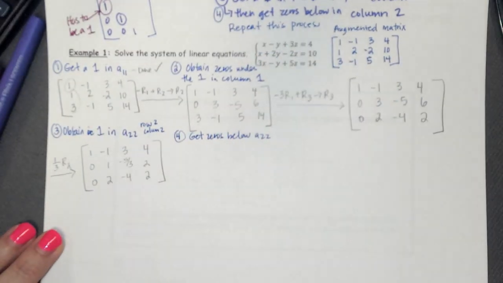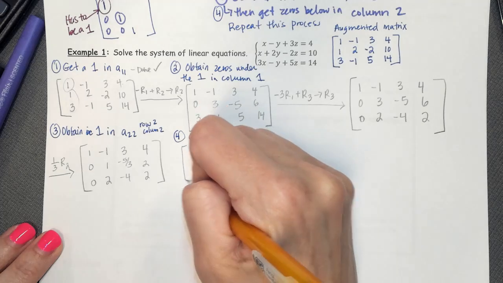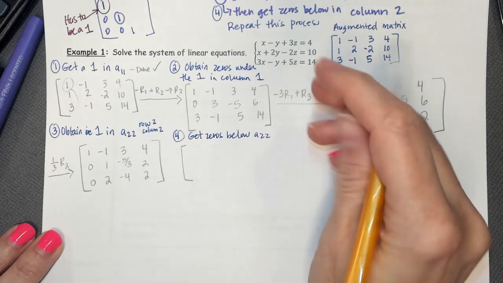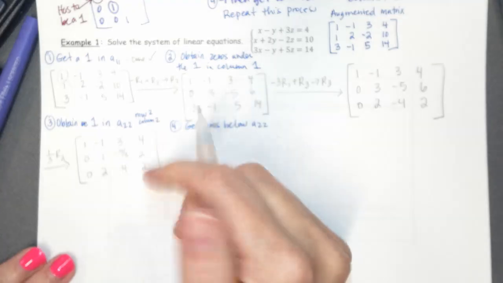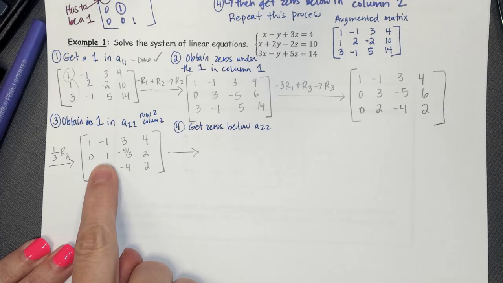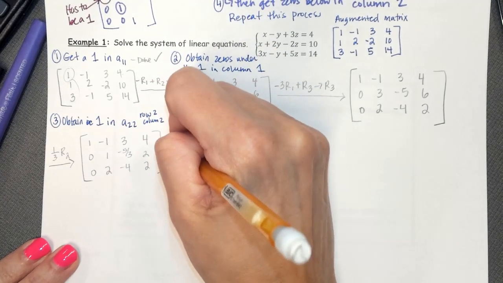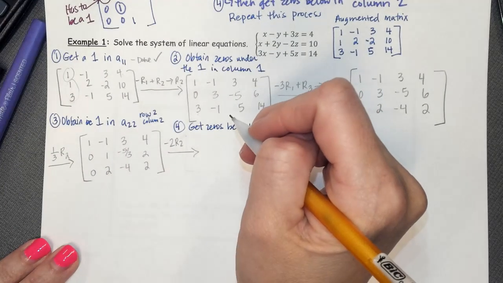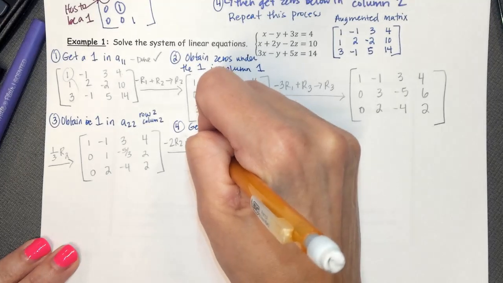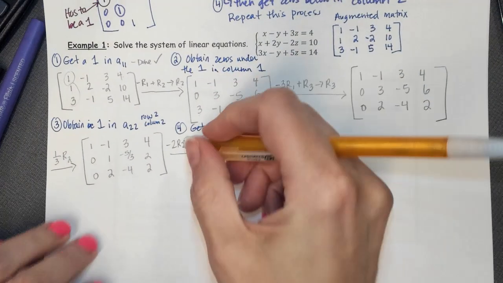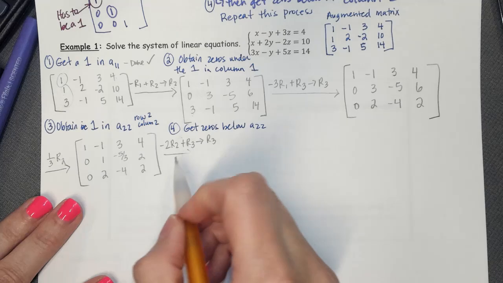Okay, and in this case, we just have 1, 0 to get below there. Oops, I want to just have a little more room. All right, so one thing you can always do, once you've gotten the 1, just multiply by the opposite. So if this is 2, you want this to be negative 2. So we can do negative 2 times row 2 plus row 3, and that's going to give you your new row 3. Okay?